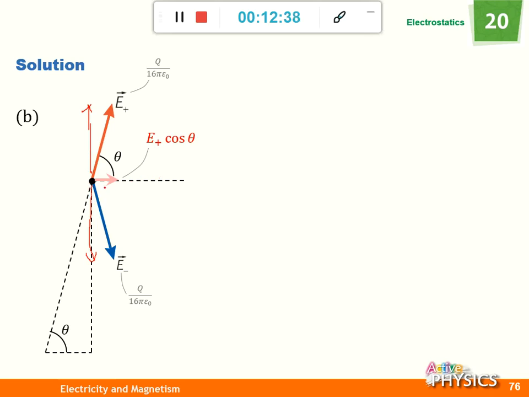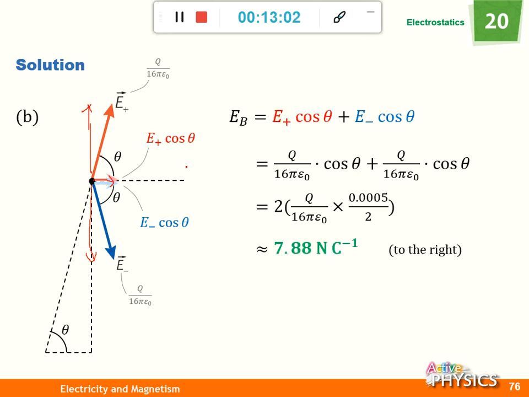Then it means that we only focus on the horizontal direction to find the component for E positive and E negative. For E positive, in this way, the horizontal one should be the cosine function. For E negative, also the cosine function. It means that we add them together, and also we know that E positive and E negative should be the same in magnitude. Add them together and it should be 2 times. Finally, we can get this answer. Once again, in this topic, you should know that the method will be similar to the question in mechanics.